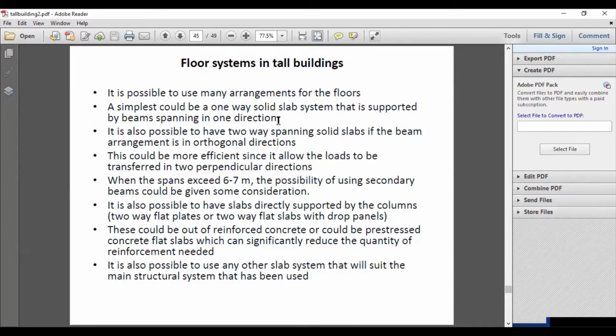The simplest possible is a solid slab, one way spanning. Then we can think of a solid slab two way spanning, and when you have two way spanning, the loads are transferred in both directions, so it's structurally more efficient. The reason is even in a one way slab you have to provide crack controlling reinforcement in the other direction, but we are not making use of that reinforcement for structural carrying capacity. Because of that, one-way slabs are not very efficient, but two-way slabs are more efficient.